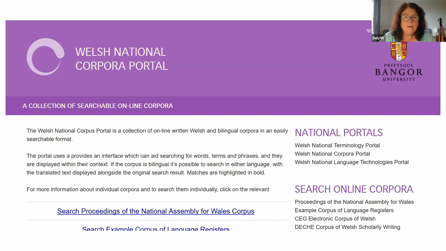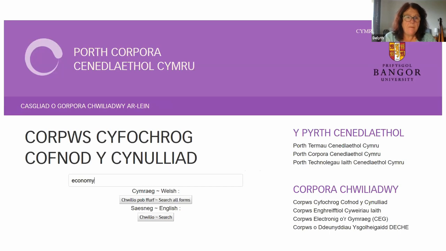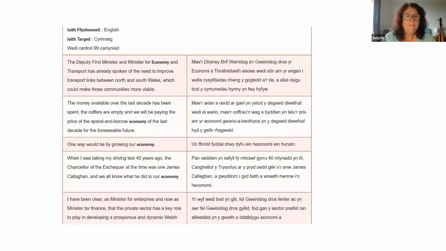So what I'm going to show you now very quickly is the proceedings of the National Assembly of Wales corpus. So I'm typing into the search engine here, the little box again. You can see how we've derived this search facility from the dictionary searches, but you do have to specify your language here. It's not one where you can type in either language as you can in the dictionaries. So here I've typed in the English word economy, and let's see what results we get.